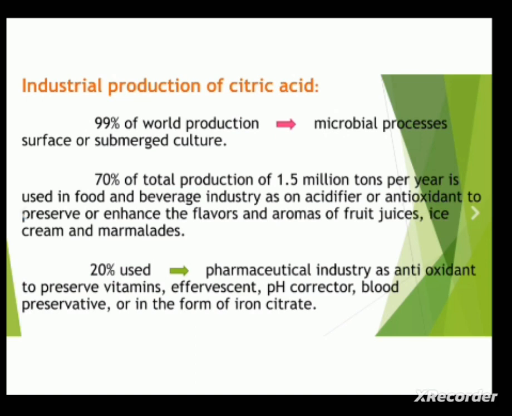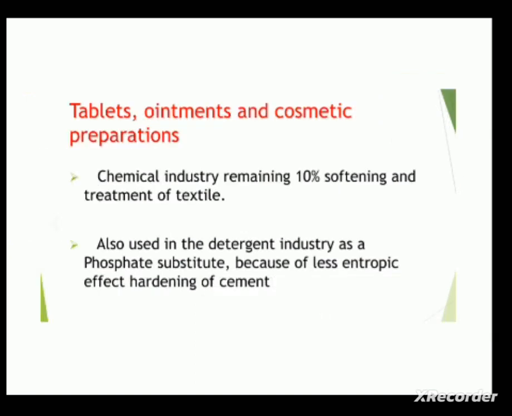20% is used in the pharmaceutical industry as an antioxidant, for preservative purposes and effervescent purposes, pH corrections, as a blood preservative, or in the form of iron citrate, tablets, ointments and cosmetic preparations. The chemical industry uses the remaining 10%, for softening and treatment of textiles, and it is also used in the detergent industry as a phosphate substitute.